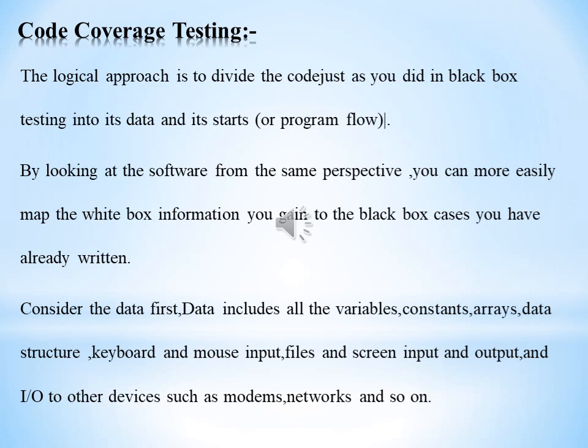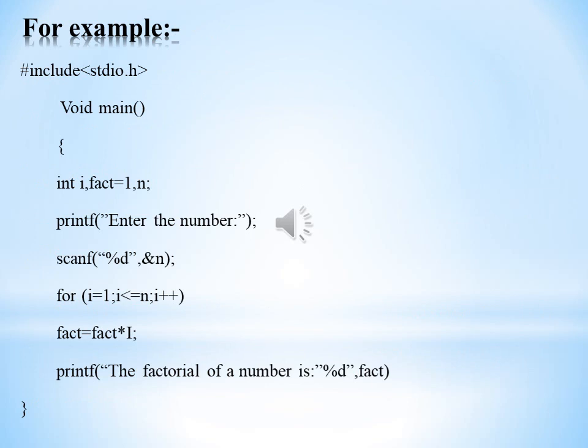In code functionality, we discussed the data. For example of the code coverage testing, the programs are here. In this, the data considered includes which types of variables are declared, which types of constants, which types of arrays, data structures, keyboard and mouse, all these.